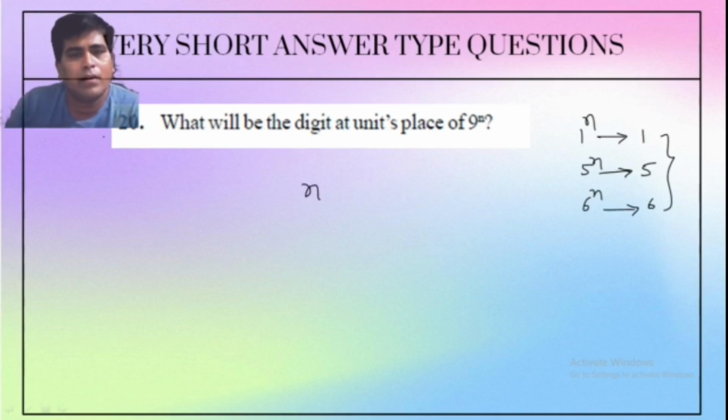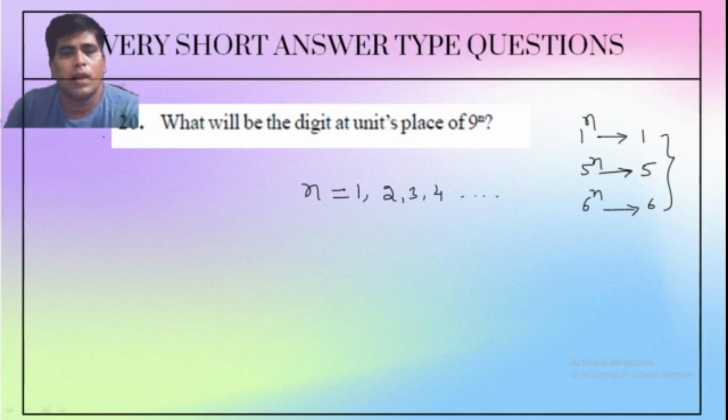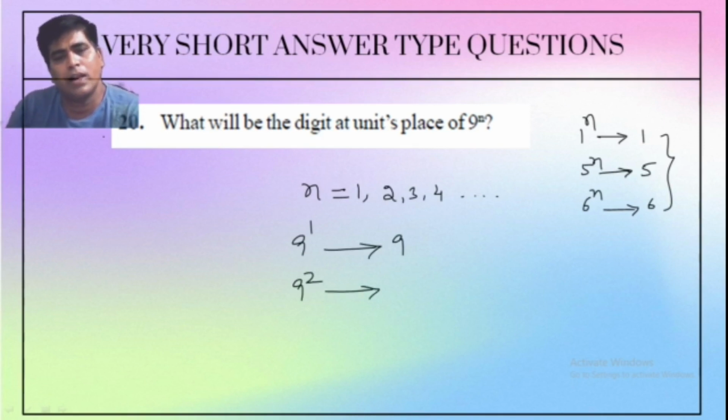So we'll take different values for n. n equal to 1, we'll take 2, we'll take 3, we'll take 4, and so on, and we'll check it. So 9 power 1, that is 9. 9 power 2 is nothing but 9 nines are 81. Here the unit digit is 9, 1 is coming clearly. So your answer is 9 or 1, we can write it.